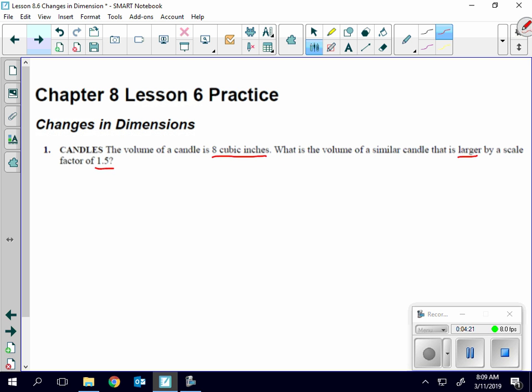Remember, when you have a number bigger than 1, it becomes bigger. If I'm multiplying by a number smaller than 1, it's going to become smaller. So the new volume, this is our formula that I'm using, the new volume equals the original volume times that scale factor, but not just the scale factor. Since we're using volume, it's the scale factor to the 3rd power.